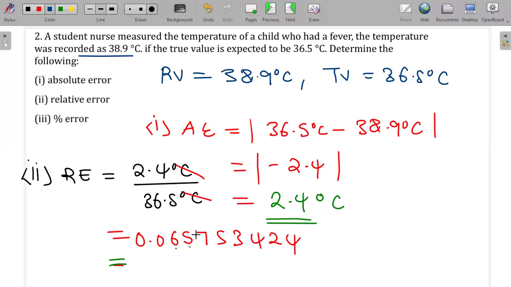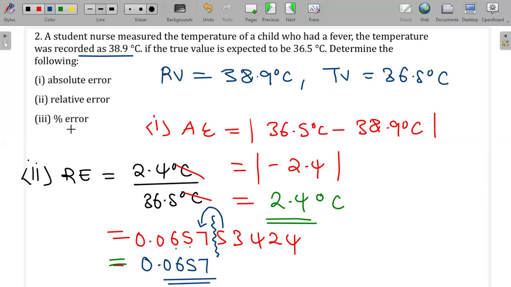I just want to give my answer with 3 significant figures, because what I had was 3 significant figures. So I'm going to round it off from here. This 5 means we add a 1 to this. If the number that was there was less than 5, then we just add the 0. If it's 5 or more, we add a 1. So the final answer will be 0.0657. That will be my relative error.